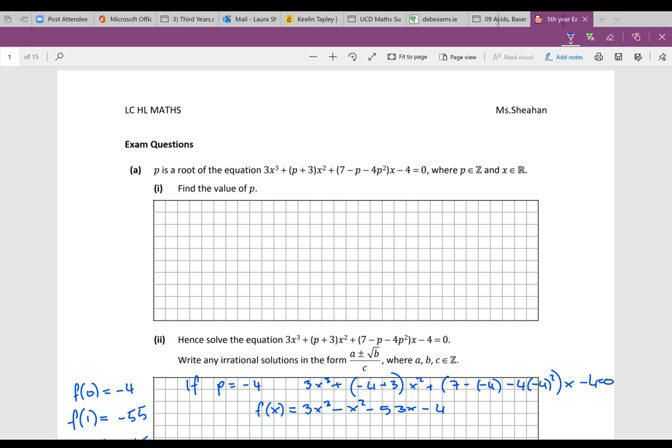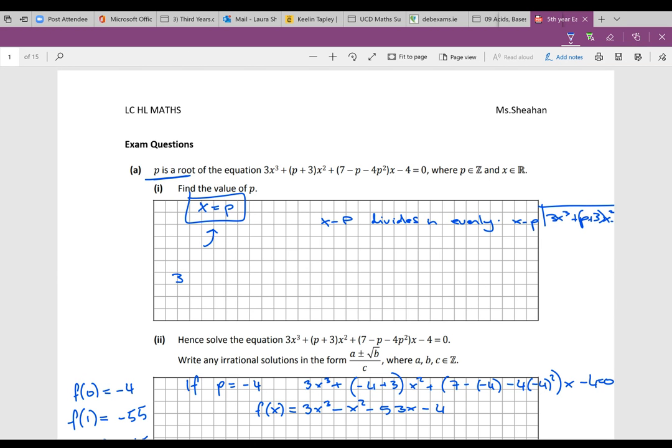Okay, if p is a root of the equation, then the very first thing I know here is that x is equal to p. So a couple of you made this very difficult and said that you can say x minus p divides in, which is true, and you can do an awkward division of 3x cubed plus p plus 3x squared and so on. Or you can simply look at this and say, well, x is equal to p.